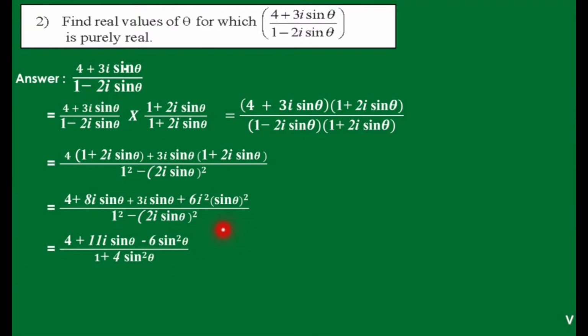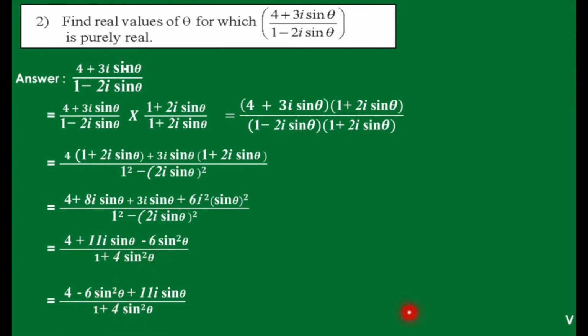Now we replace the value of this i square by minus 1. So we get plus, minus into minus, so we write minus 6 sin square theta. And we add 8i sin theta plus 3i sin theta, so 8i plus 3i we get 11i sin theta. The 4 stays as it is. Now we collect the real and imaginary parts. Here 4 minus 6 sin square theta is the real part and 11i sin theta is the imaginary part. So we write here 4 minus 6 sin square theta and this 11i sin theta.